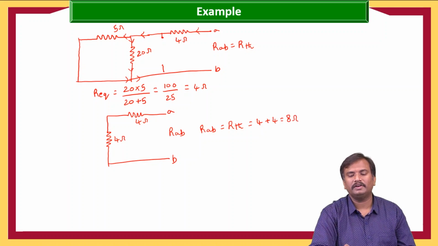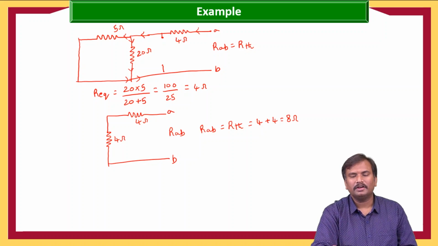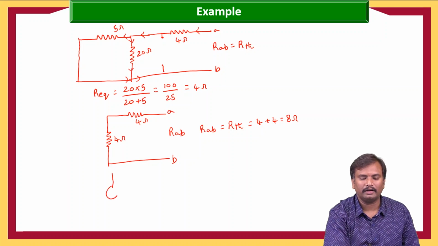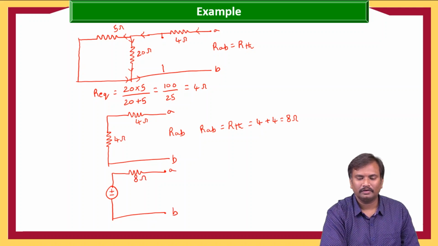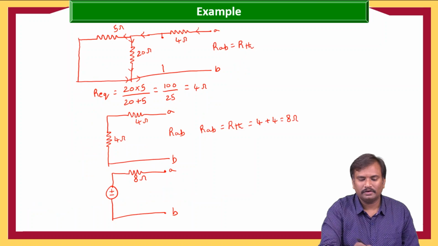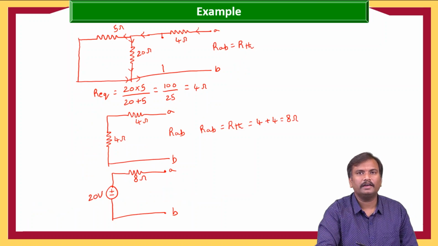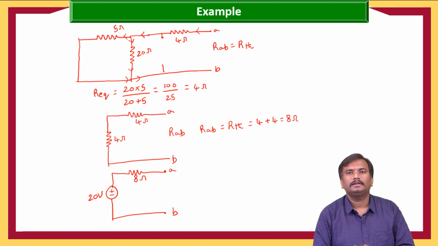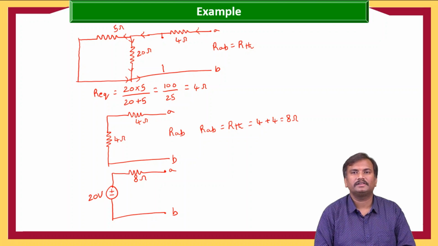Now we got the VTH and RTH. Now we need to replace the circuit with VTH in series with the RTH. A, B, 8 ohms, and VTH we got as 20 volts. This is the way we have to calculate the Thevenin equivalent between AB terminals, that is a voltage source in series with a resistance.